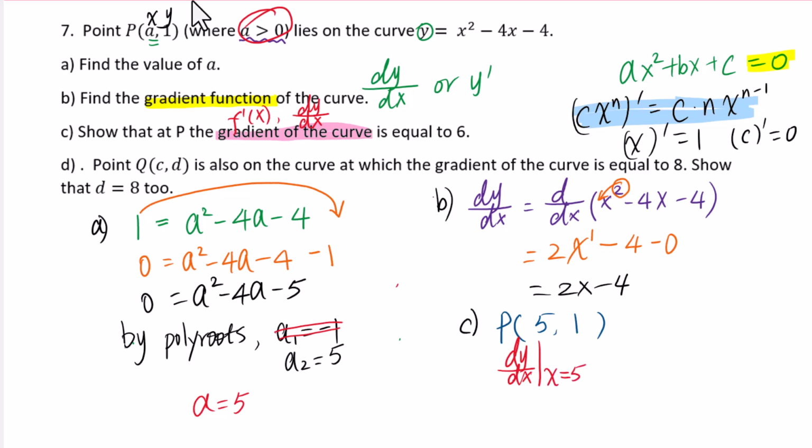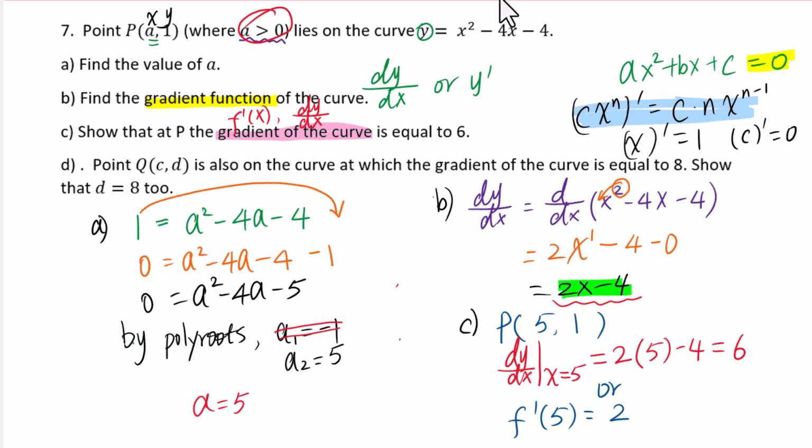Evaluated at x equals 5. Let's do the substitution. 2 times 5 minus 4 equals 6. Or you can do f prime of 5 equals. Still, do the substitution here. 2 times 5 minus 4 equals 6.